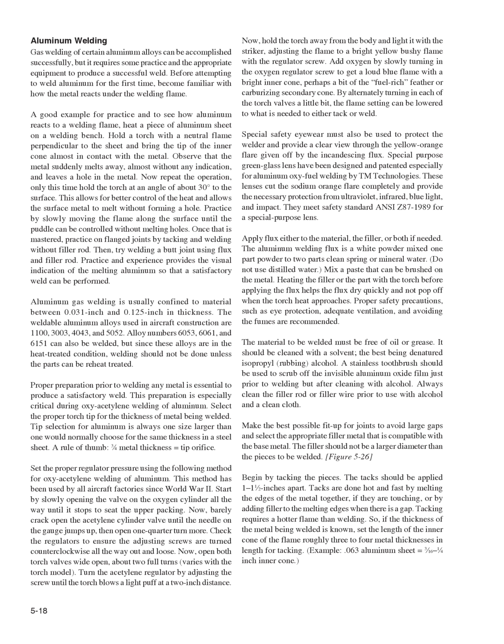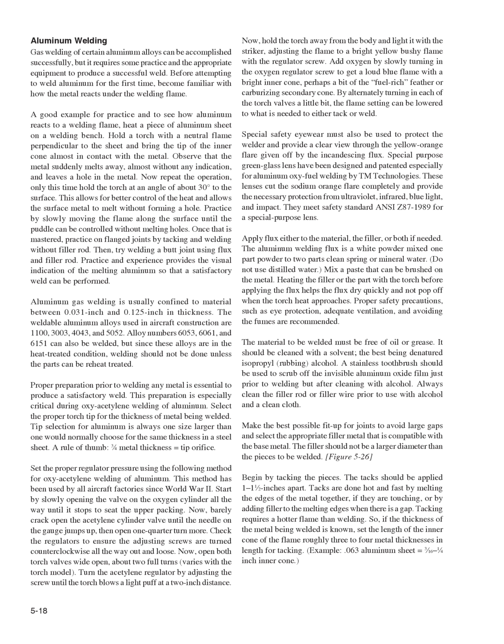Proper preparation prior to welding any metal is essential to produce a satisfactory weld. This preparation is especially critical during oxyacetylene welding of aluminum. Select the proper torch tip for the thickness of metal being welded. Tip selection for aluminum is always one size larger than one would normally choose for the same thickness in a steel sheet. A rule of thumb: 3/4 metal thickness equals tip orifice.